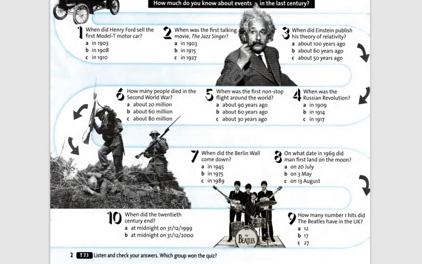6. About 60 million people died in the Second World War. 7. The Berlin Wall came down in 1989. 8. Man first landed on the moon on July the 20th, 1969. 9. The Beatles had 17 number 1 hits in the UK. 10. The 20th century ended at midnight on the 31st of December 2000.